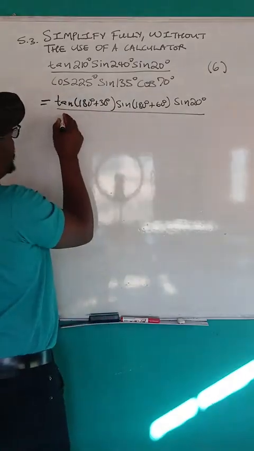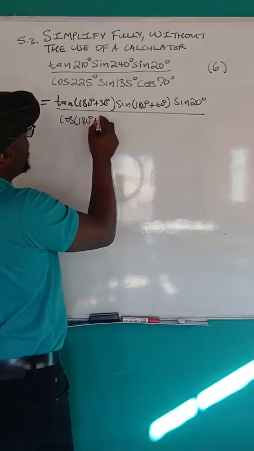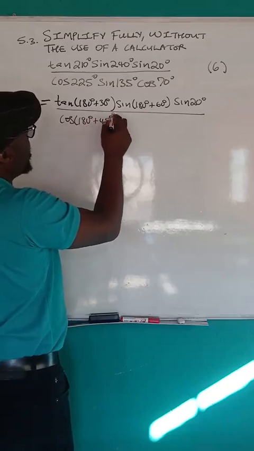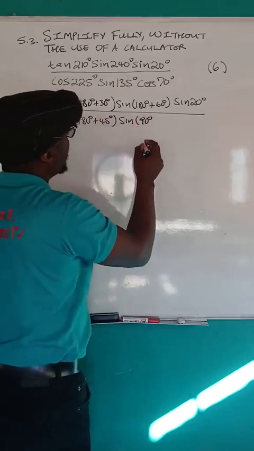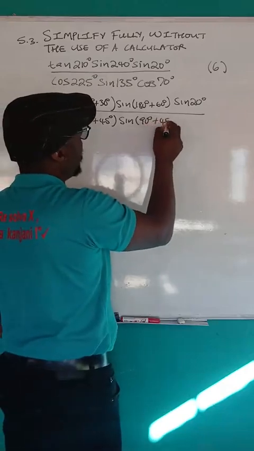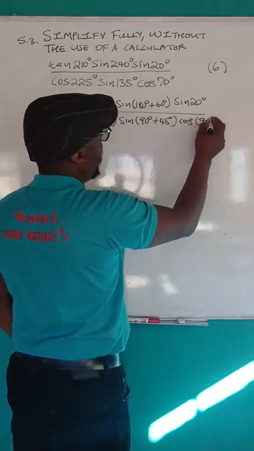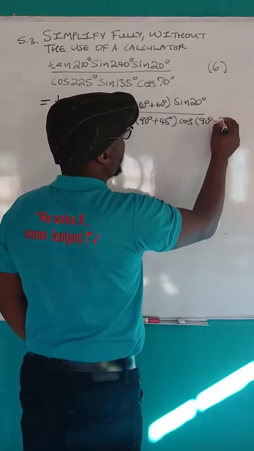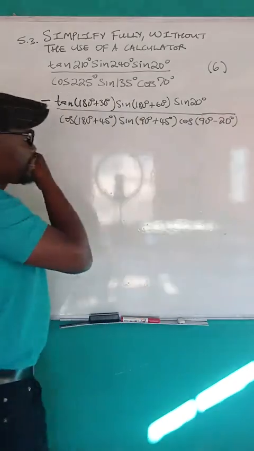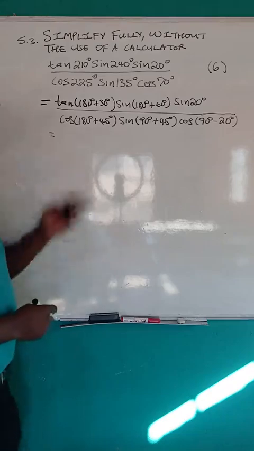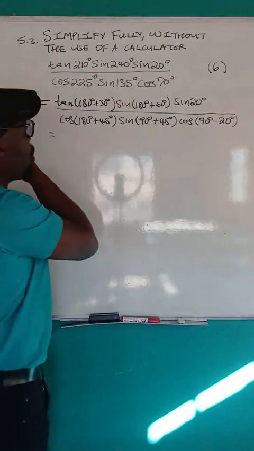Over here we'll get cos of 180 degrees plus 45 degrees by sine of 90 degrees plus 45 degrees by cos of 90 degrees minus 20 degrees. Okay, this is basically how we apply the reduction formula. From there we reduce accordingly.